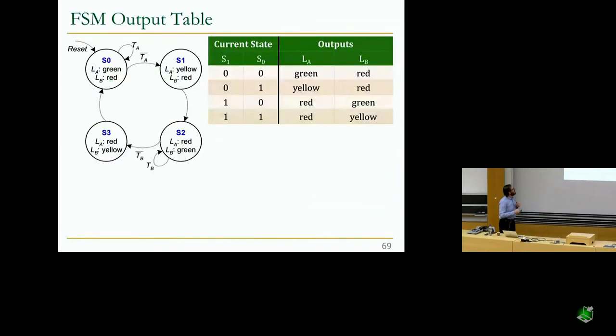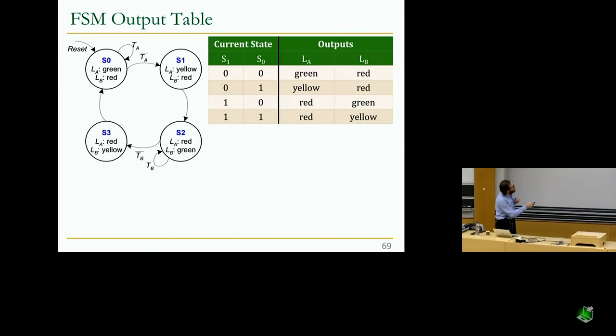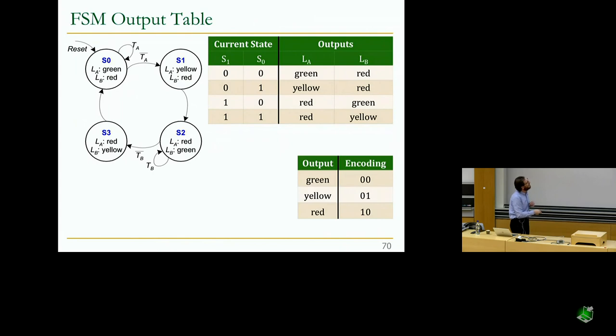OK. So let's look at our output table also relatively quickly. Basically, in this case, our outputs are really encoded in the state, right? This state, this state, this state, this state. But we're going to look at them differently. That's fine. Later, we'll talk about how to encode them in a different way. But basically, if your current state is this, your outputs are this. If it's 0, 0, LA is green, LB is red. And you can encode them in some way, green, yellow, red. You need 2 bits to encode both of your outputs.